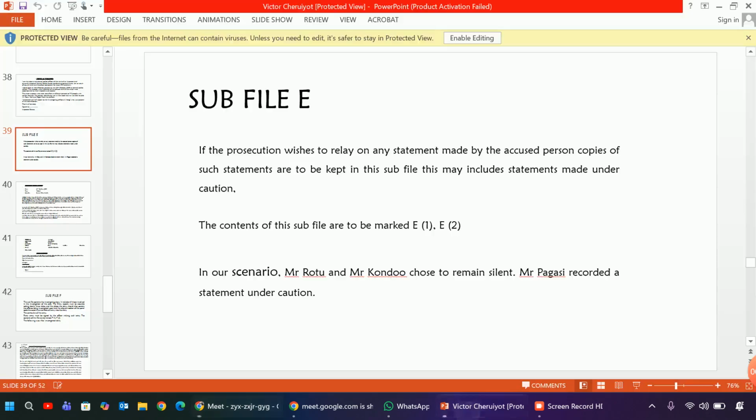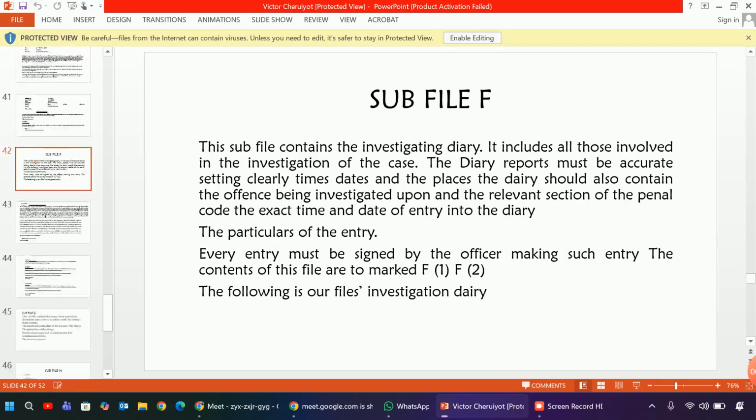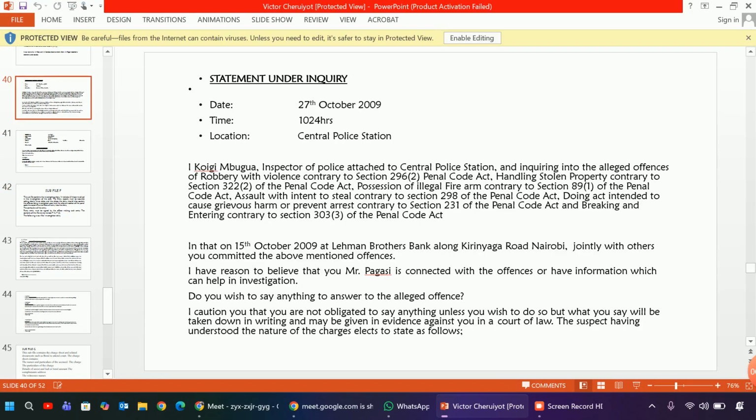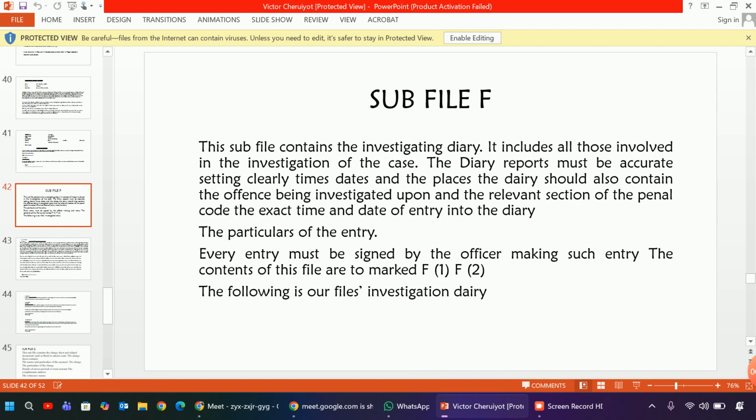Yes, thank you, Victor. Now, the sample of what I've just said is just below that subfile, before subfile F. Then we move to the next subfile, that is F. I've said it contains the investigation diary. It contains anything which the investigating officer is going to do and must pertain to that case under investigation.